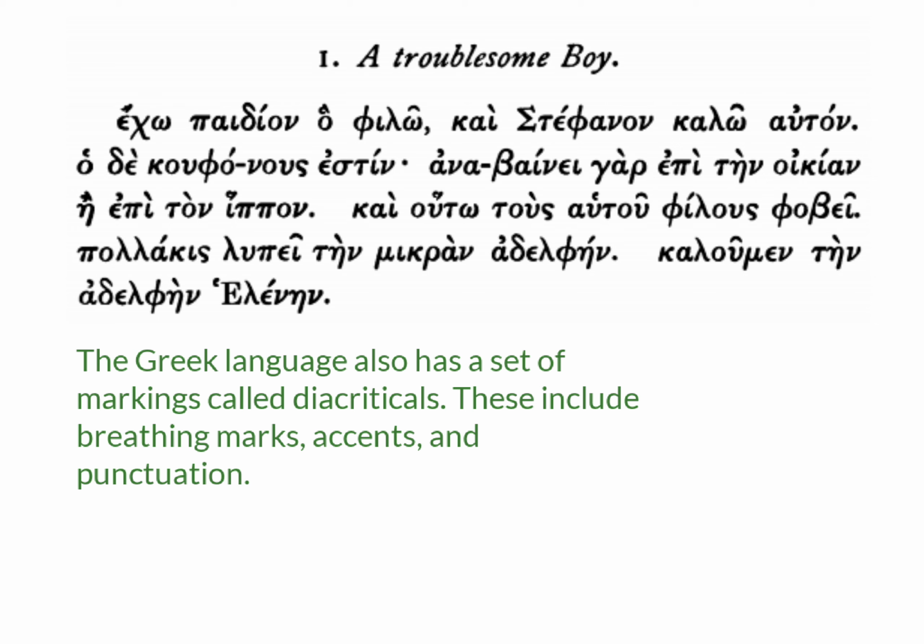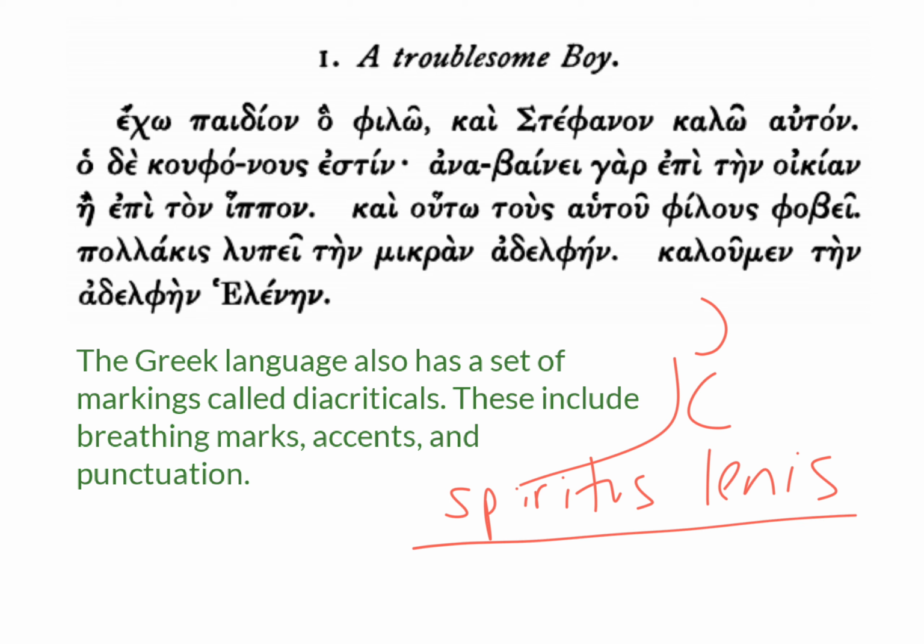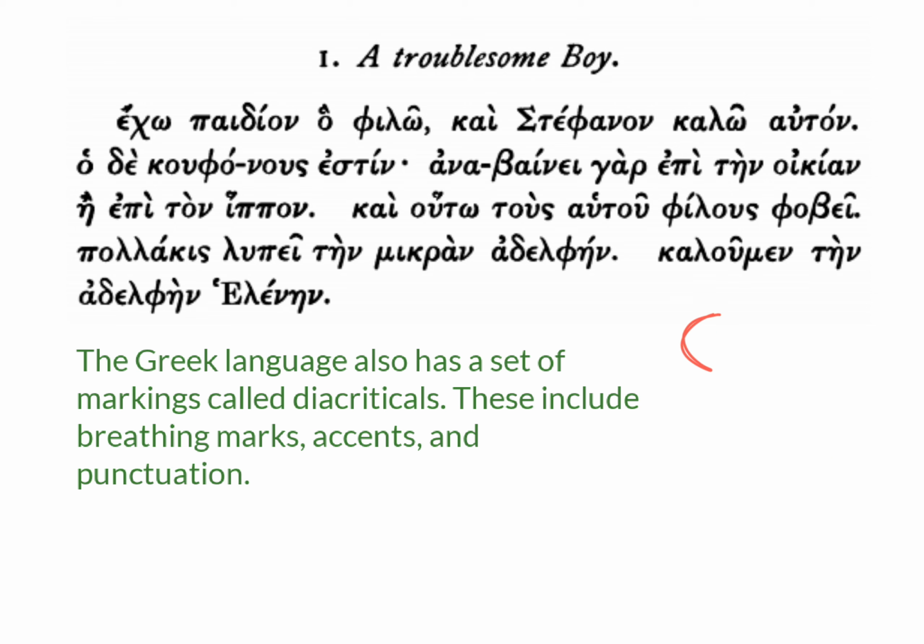First, then, the question of breathing. There is what's called a smooth breathing, like so, and a rough breathing. The smooth breathing has always gone by its Latin name, spiritus, which means breathing, and lenis, which means smooth. So the smooth breathing is referred to as spiritus lenis. Then there is the rough breathing, like so, which goes by its Latin name, spiritus asper, meaning breathing that is rough. It's an aspiration.